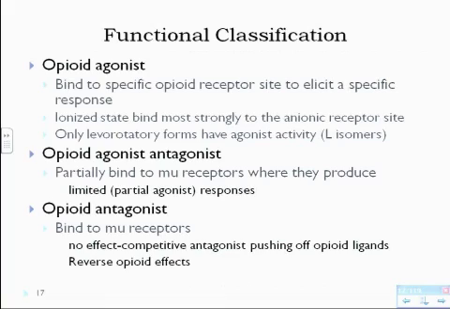The opiate agonist basically binds to specific opioid receptors to elicit the specific response that you want. It basically is in an ionized state for it to bind, because it's an anionic receptor location. And the actual ligands are levorotator forms, which means that they're rotated to the left. Okay? If they're rotated to the right, they're not effective. Now, naturally occurring opiates are all what? They're all levorotators. All of them. They're 100%. So when you have morphine from a plant, it is all levorotator.